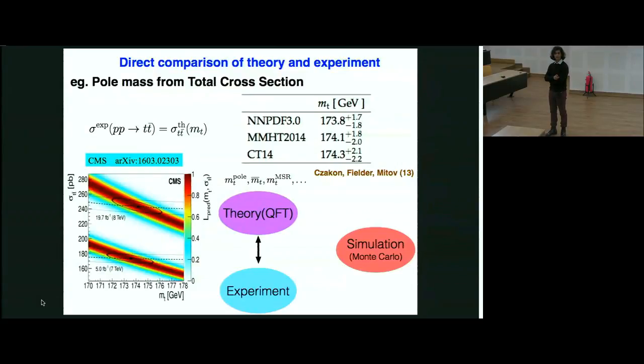You can also compare theory and experiment directly without involving simulations. And this can be done for simple observables like cross-section. So you can write down your total cross-section in terms of MS bar mass, and there is no problem of incompatibility with Breit-Wigner because you don't rely on that. But the problem is that you get big errors because you don't have a peak. And so the shape is not very sensitive to the top mass.